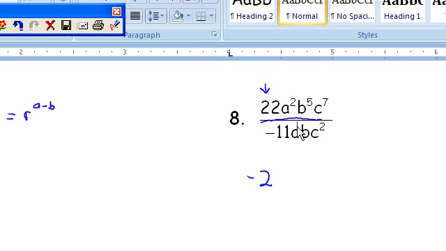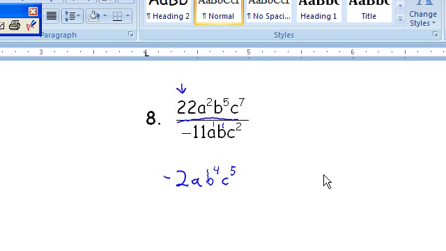A to the 1, so 2 minus 1 is 1, so that leaves us with an a. B to the 5th divided by b, so this is like b to the 1st, so 5 minus 1 is 4, so that leaves us with b to the 4th. C to the 7th divided by c squared, we take 7 minus 2, and that's 5, so c to the 5th. There's your final answer for number 8.